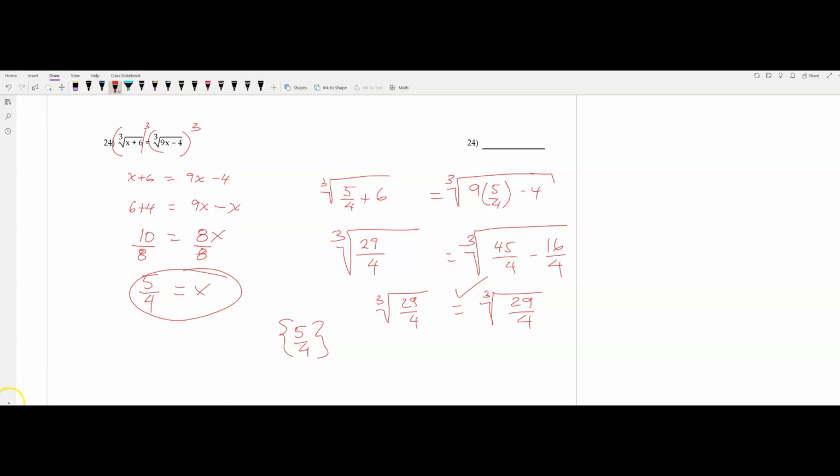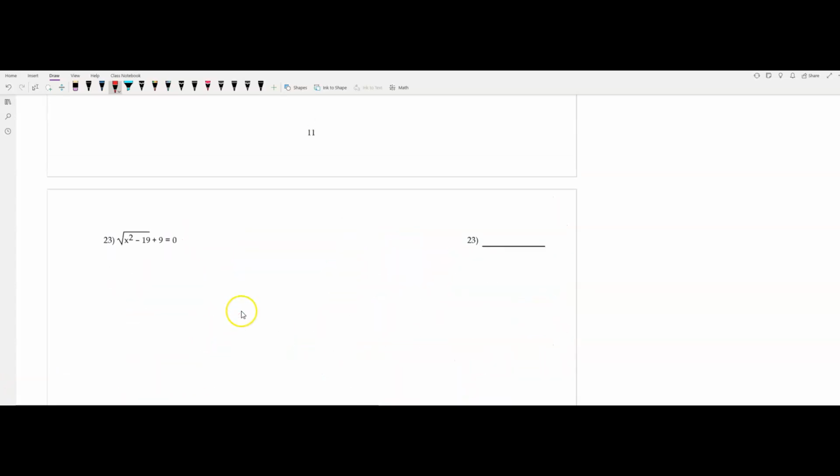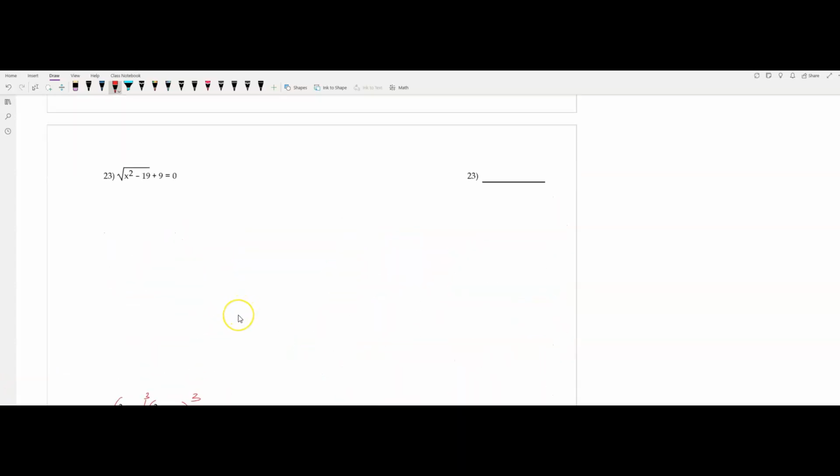Okay. All right. So I'm going to stop right here. Actually, I am not going to stop right here. Let's do this one here. So let's do this one. All right. So I need to isolate this because you have the plus 9 here. So let's rewrite it as square root of x squared minus 19 equal to negative 9.